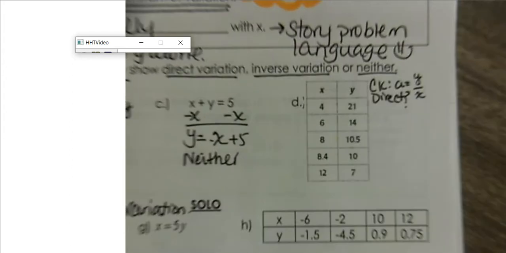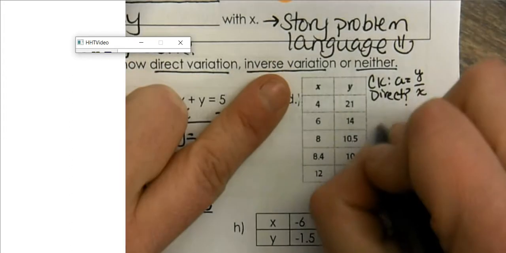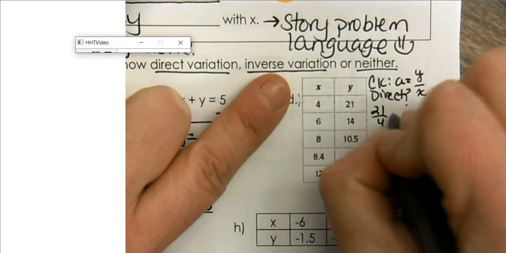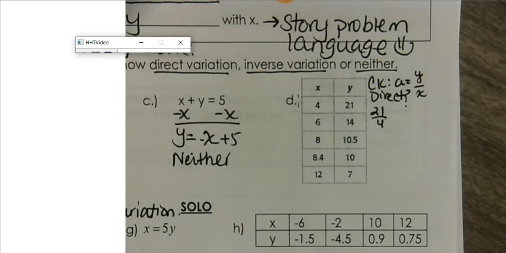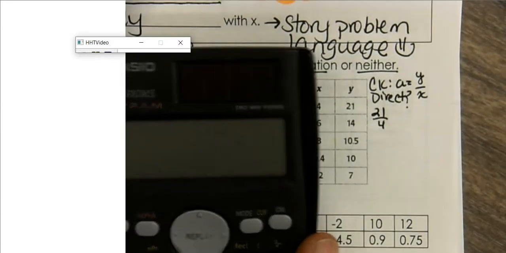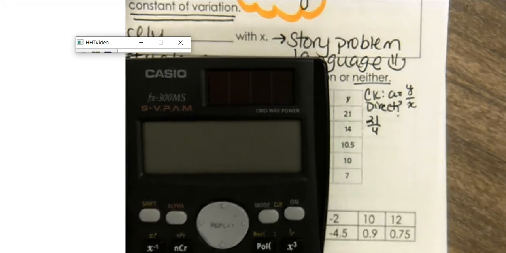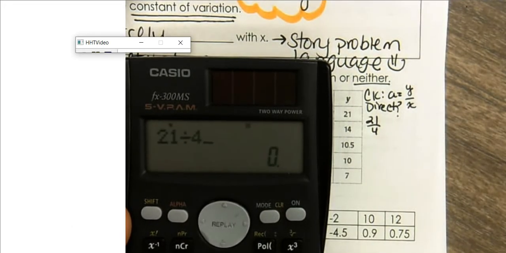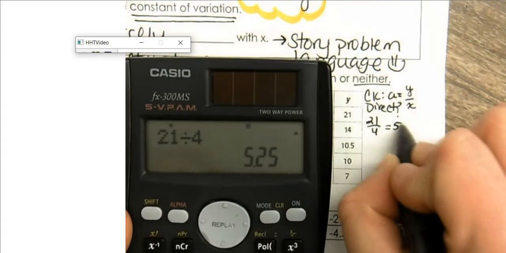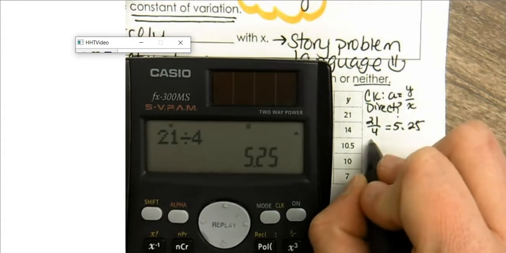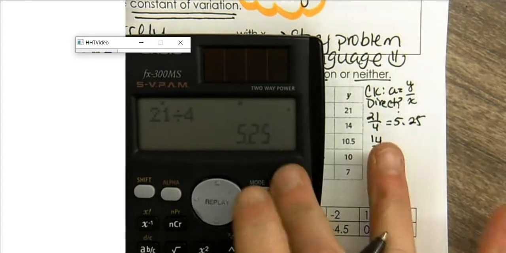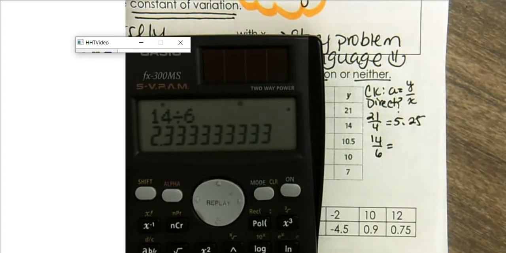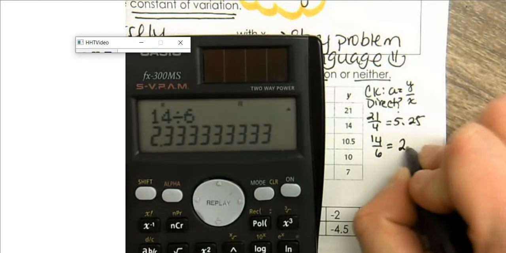I'm going to test 21 divided by 4, and I'm going to put that into my calculator. All you need is just a scientific calculator. 21 divided by 4 is equal to 5.25. And then I'm going to test 14 divided by 6. When I put 14 divided by 6 into my calculator, I end up with 2.3 repeating.